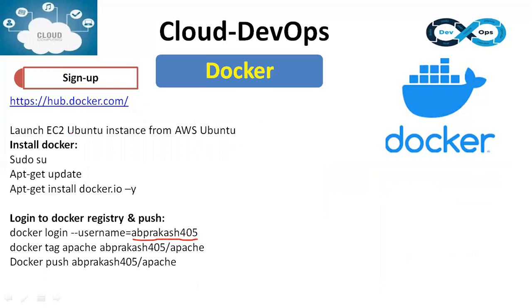So let's launch an Ubuntu instance in AWS EC2 and then install Docker. Then we will log into Docker Hub using this command. Once you log into Docker Hub from the AWS Ubuntu machine, we can build our Apache image, tag it, and then push that image to our respective Docker Hub. These are the commands we are going to see now.